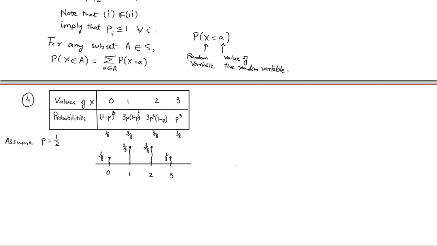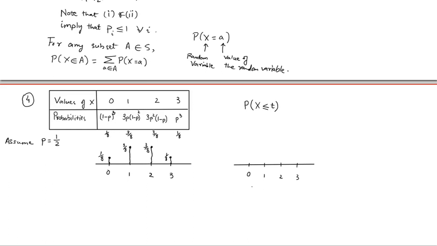Now let me draw another plot which again takes the values 0, x equals 1, x equals 2, x equals 3, and what I'm going to draw now is the probability that random variable x is less than or equal to, let's say, some value t. It could be any value t.